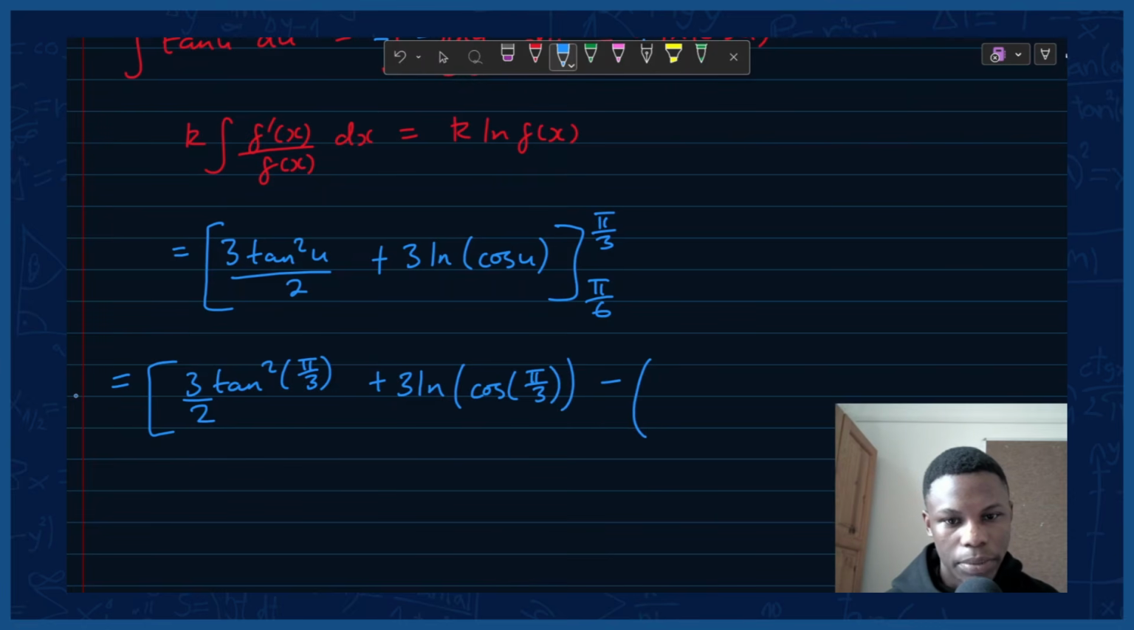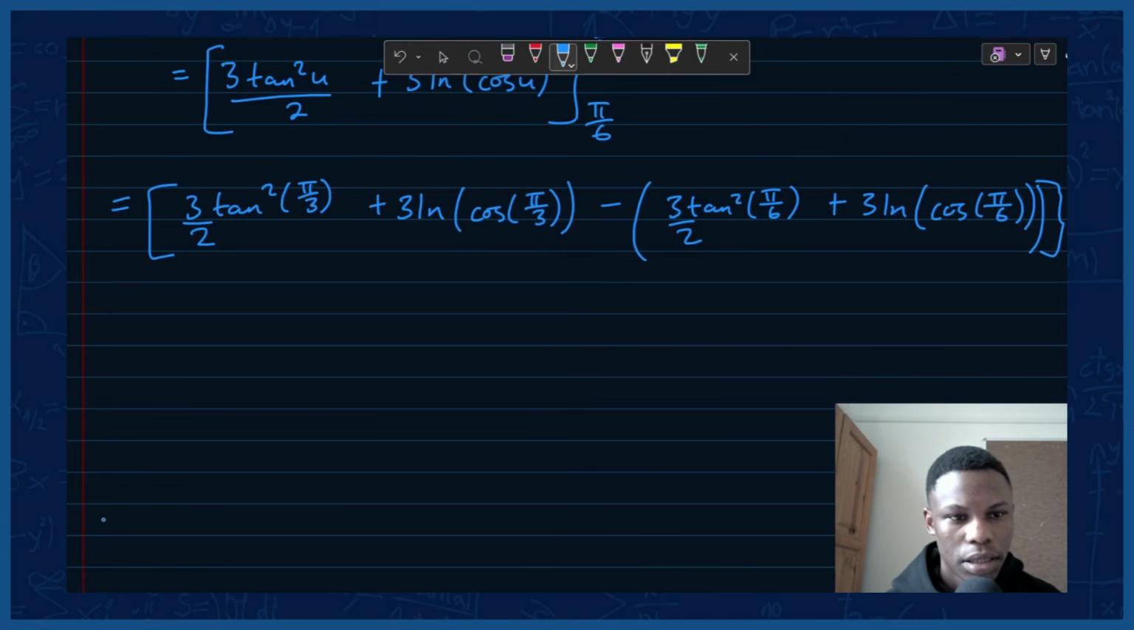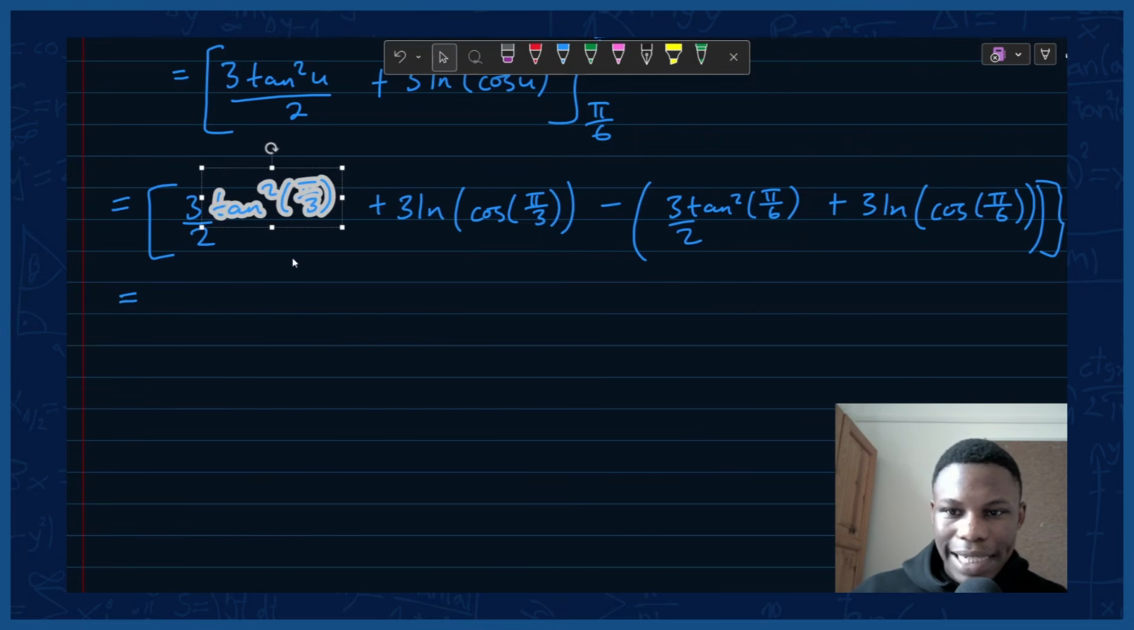And then now the lower limit. So that's going to be 3 tan squared pi over 6 divided by 2 plus 3 ln cosine of pi over 6. Okay. Have I closed all my brackets? Yep. Okay. That's fine. Let's simplify step by step. So do tan pi over 3, and then whatever answer you get, square that.